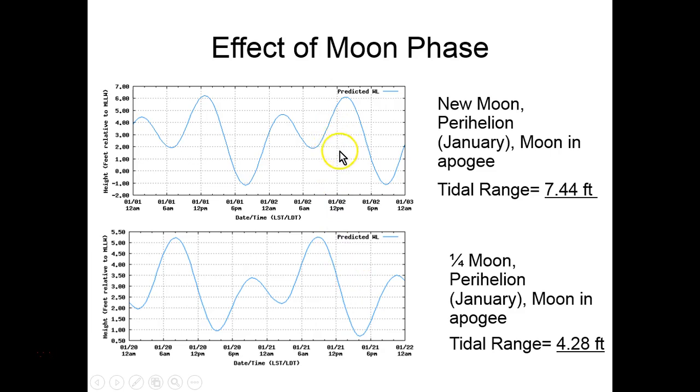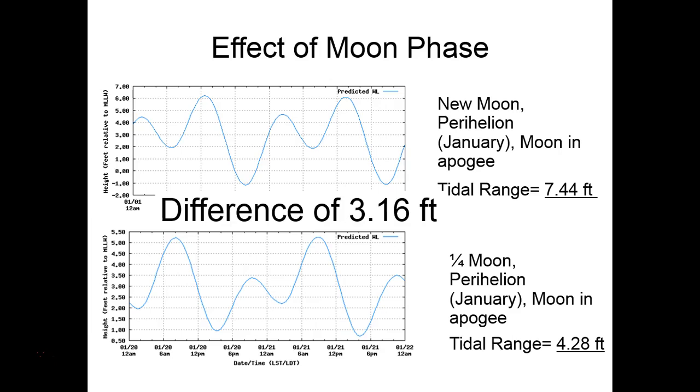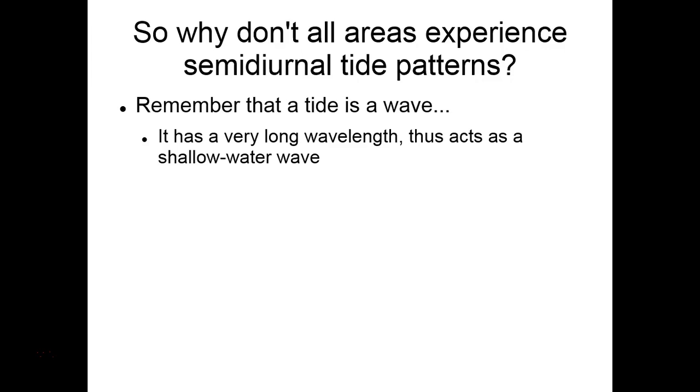Okay, so what I got for a tidal range in a new moon was 7.44 feet, and what I got for a tidal range in a quarter moon was 4.28 feet. So that's a difference of 3.16 feet. Okay, so in order of ranking of which has the greatest effect, the moon's phase seems to have the greatest effect, followed by the distance between the Earth and the moon, followed by the distance between the Earth and the sun. And so that's real data to show you that.